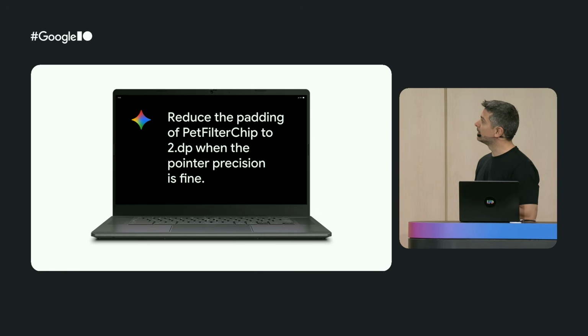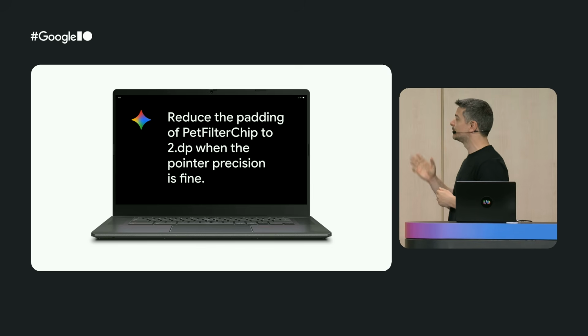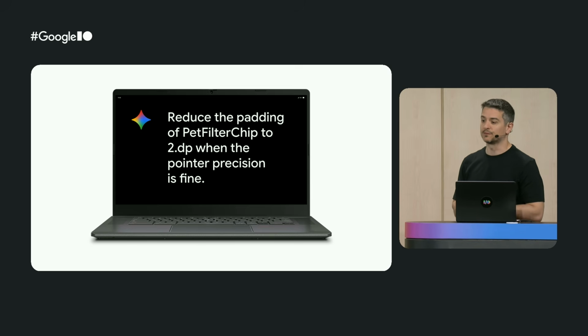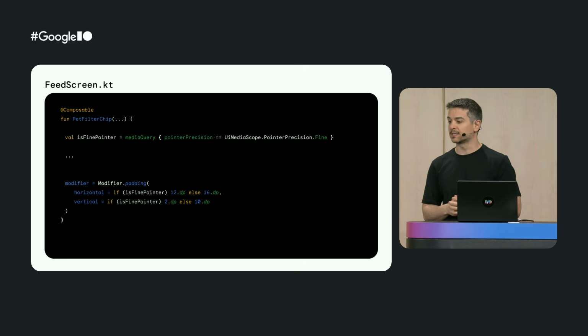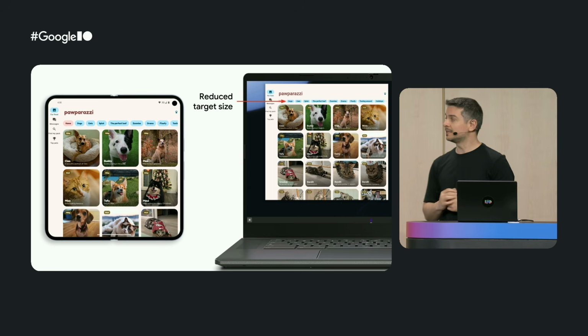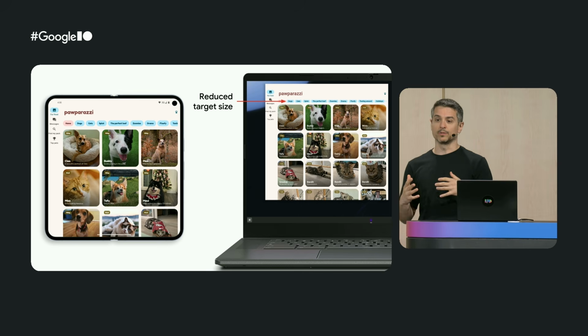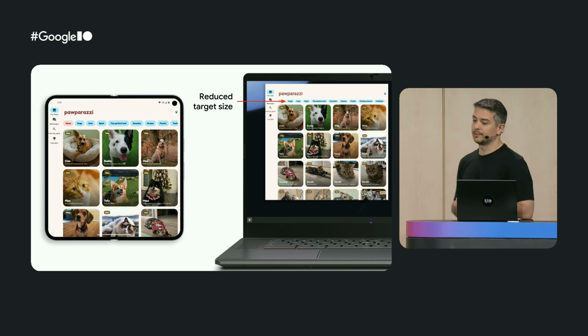So let's try it out. Let's say to the agent, reduce the padding of pet filter chip to 2 dps when the pointer precision is fine. It uses the right media query construct that is only updated when necessary, and then we can just assign paddings. And this is the result. On a device with a mouse or a trackpad, such as a laptop, the filters will be a little bit smaller.